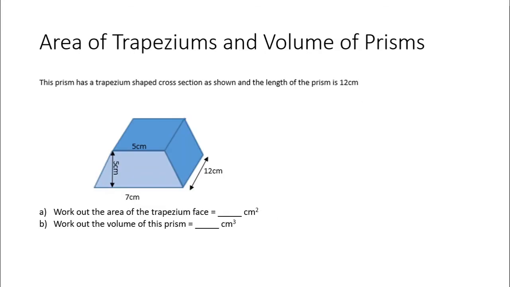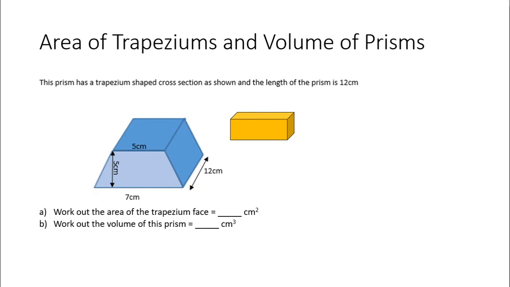Right, last question here, the area of a trapezium and the volume of prisms. Any kind of prism, not just rectangular prisms. That's why I've been so careful this week to point out that rectangular prisms are a special type of prism. The formula for each type of prism might be slightly different, but the theory is the same.